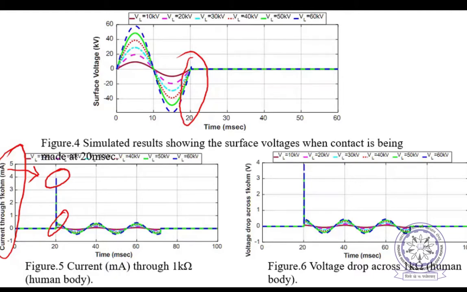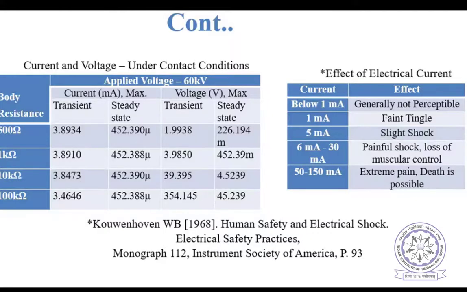So you can see again the voltage drop across that 1 kilo ohm is around 4 volts, very small. Just before touching it is in kilovolts, but after touching it becomes simply 4 volts. And at the same time the current you can see is also very small. So how does this happen? Just think it over, I will explain that also.